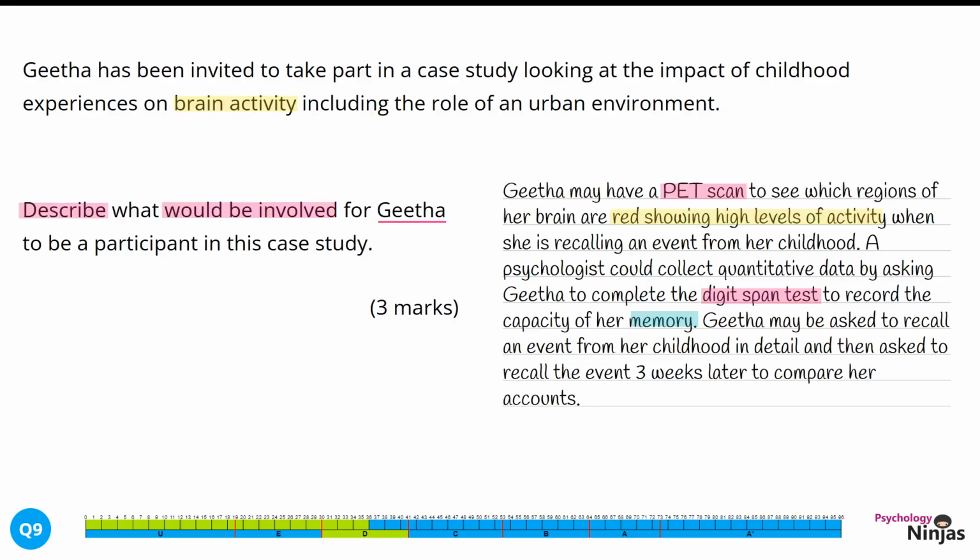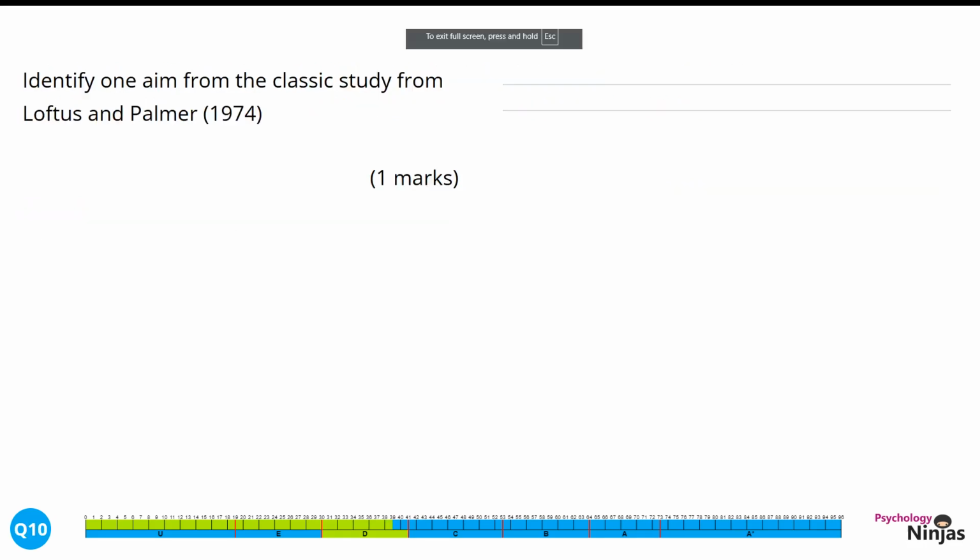Again, we've clearly got what she might expect from this study by being asked to recall a specific event. And we've got it linked into the details of this study by talking about a childhood event, which is ticked off in our stem by the impact of childhood.